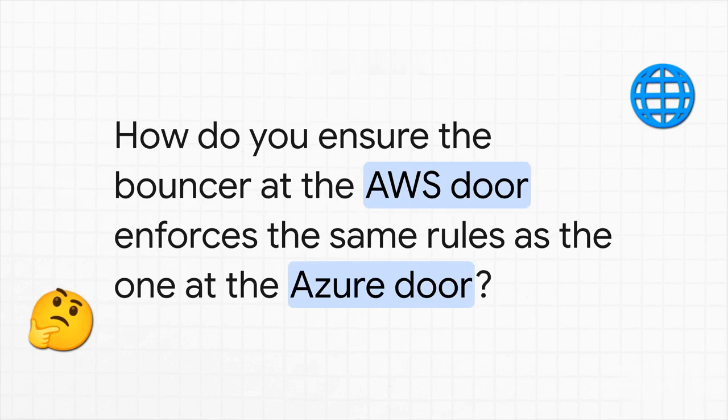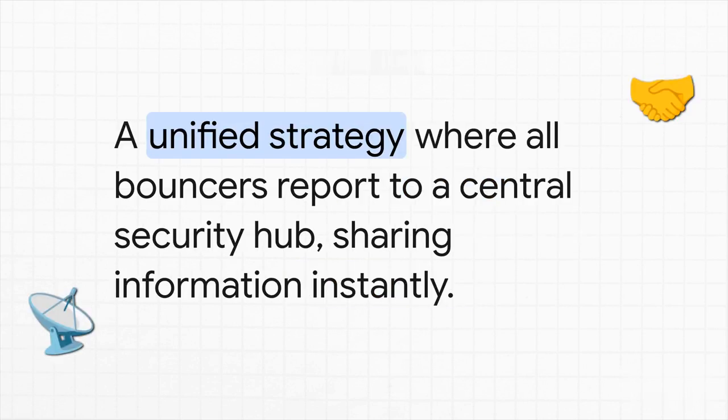And that is the billion-dollar question, isn't it? If you block a malicious bot that's trying to get in through your AWS entrance, what's stopping it from just waltzing over to your Google Cloud entrance and trying again? If your bouncers aren't talking to each other, you don't really have a security policy. You just have suggestions.